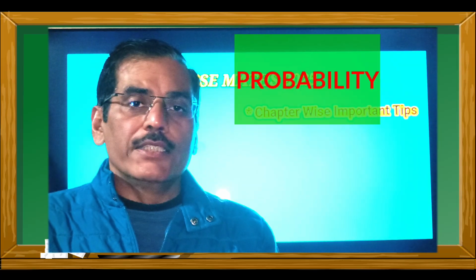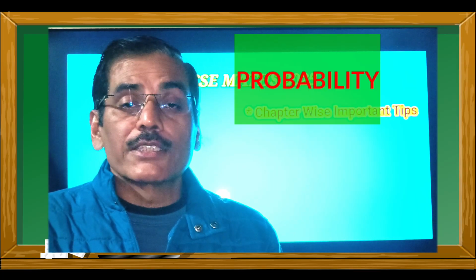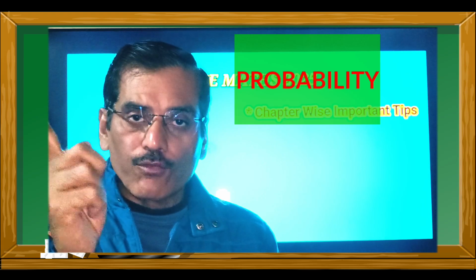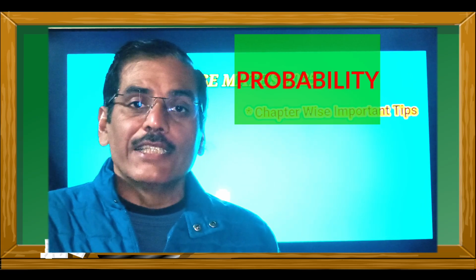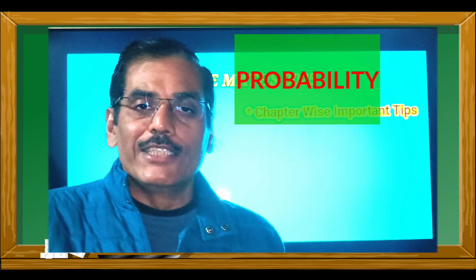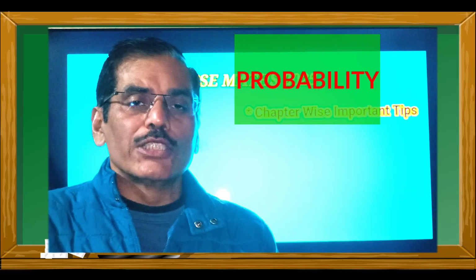The final answer of probability, you must write in the simplest form, in fraction only. Suppose your answer is coming 4 by 12. You must make it 4 ones are 4, 4 threes are 12, 1 by 3. That should be the final answer. If you don't convert it into simplest form, marks might be deducted. So be careful.